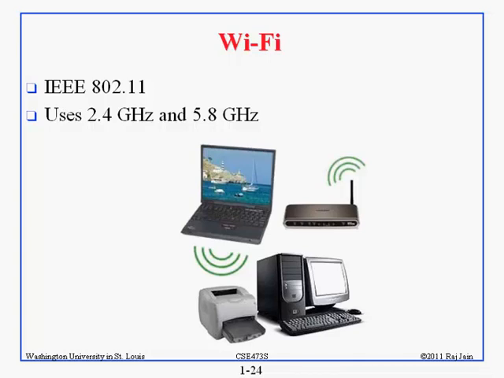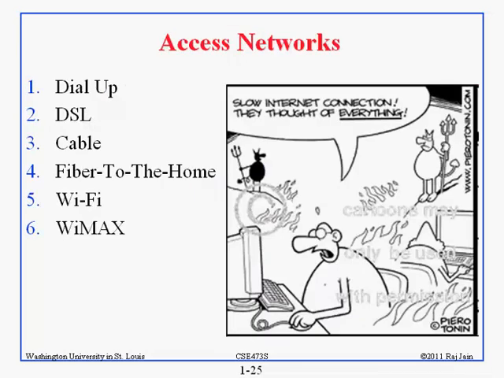Access networks. In the access, the telephone company provides you access by many of these methods. Dial-up: if you have nothing else, you can just dial in, right? At least I remember using dial-in before. DSL is the next step. You can get a DSL service. Cable also you can get, or fiber to the home.